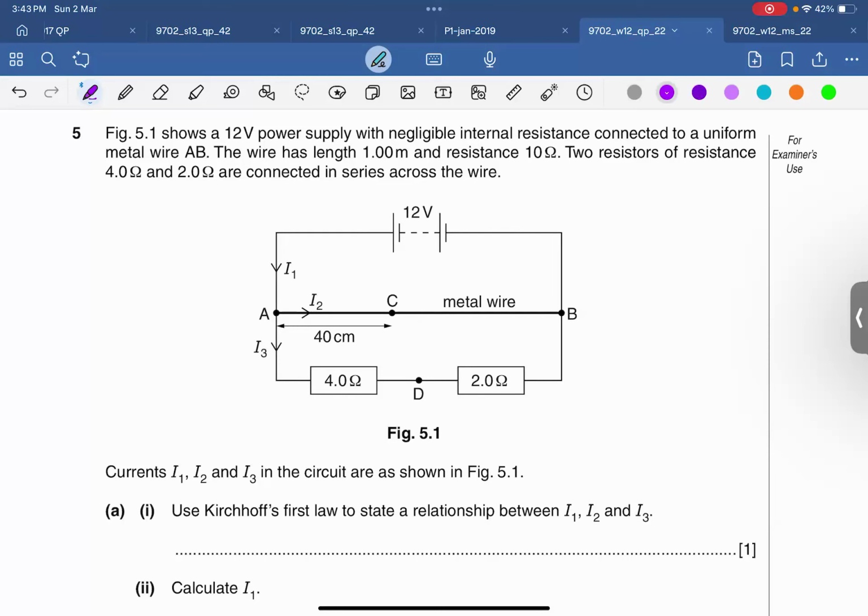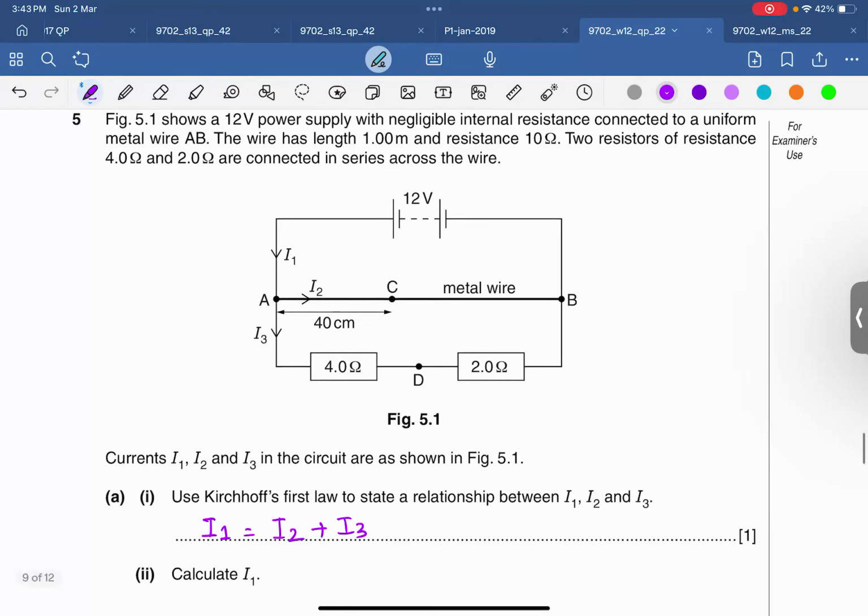Current entering a junction is equal to the current leaving a junction, right? Very good. So I1 is I2 minus I3? No, plus, because I1 is entering the junction, right? And I2 and I3 are leaving it. So you have to add all the leaving current and add all the entering current, and you have to equate them. Oh yeah, okay, fine.